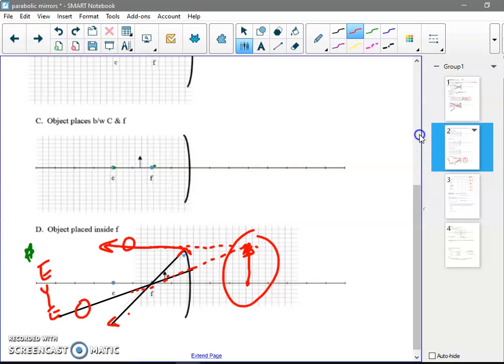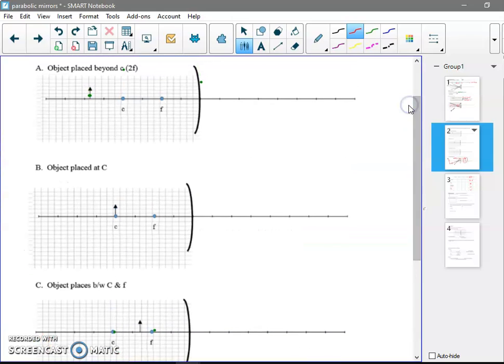Try the rest with these. These are a little bit simpler. This one, you've got to be really precise. All right, I'll give you a hint. The image should form right at C, even if it doesn't look like it does.